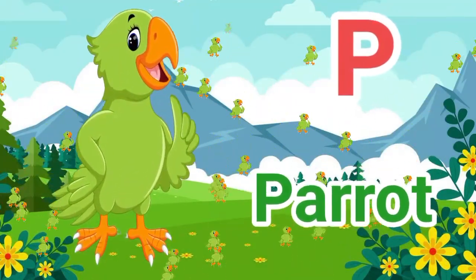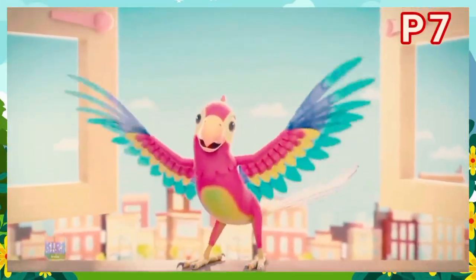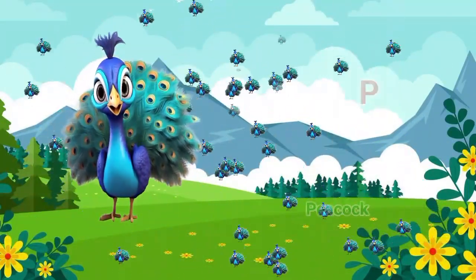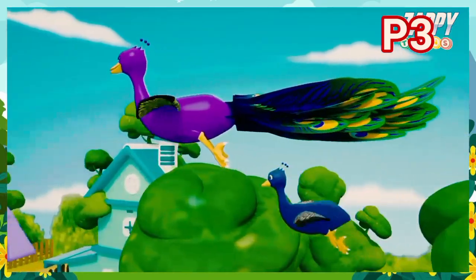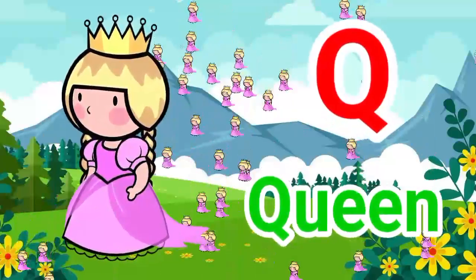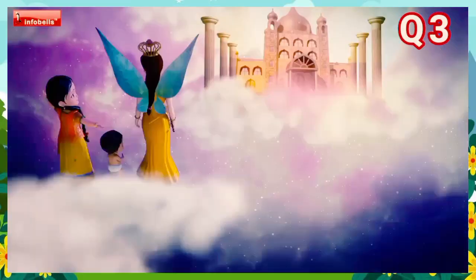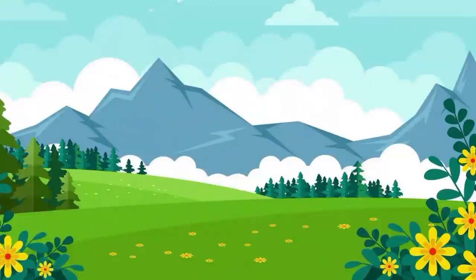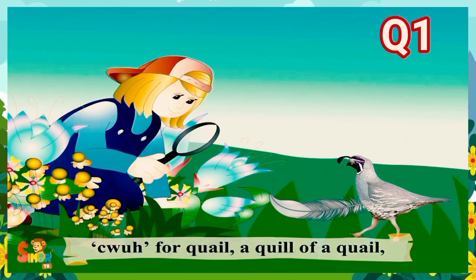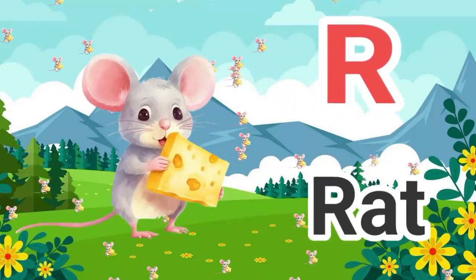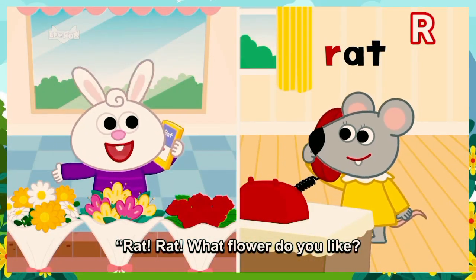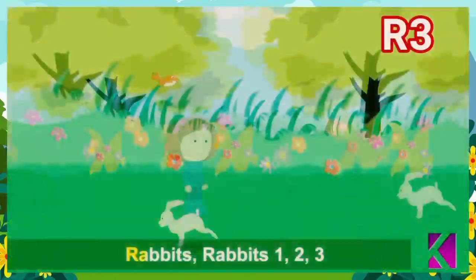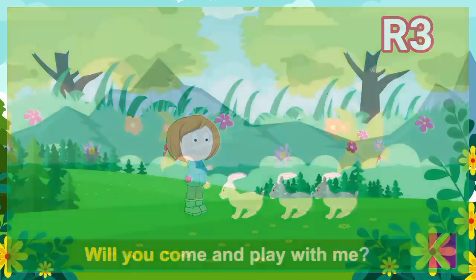P. P for parrot. Parrot means tota. P. P for peacock. Peacock means mor. Q for Queen. Queen means Rani. Q for Quail. Quail means bater. I see a quill of a quail. R for rat. Rat means chuha. Rat, what flower do you like? R for rabbit. Rabbit means khargosh. Rabbits, 1, 2, 3. Will you come?